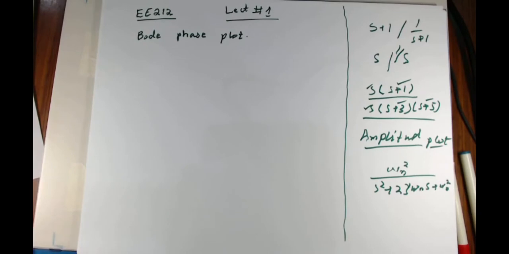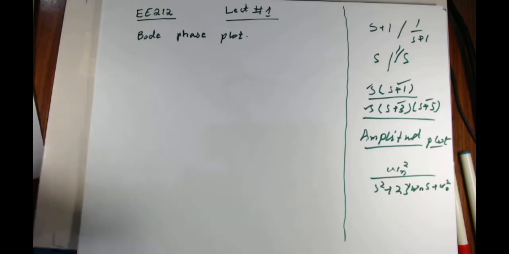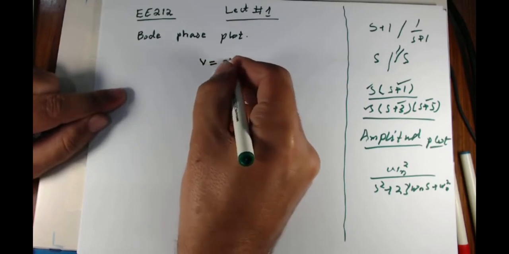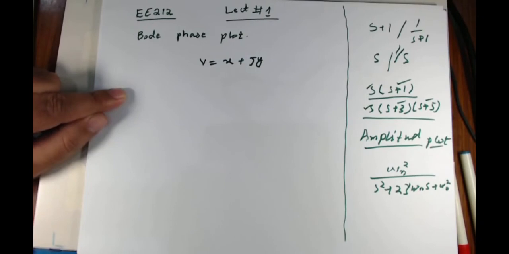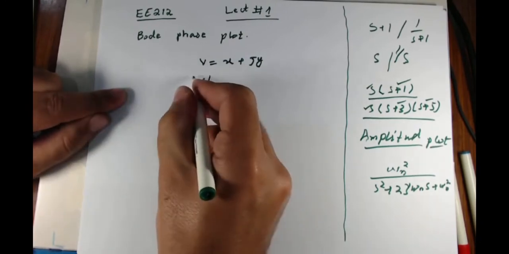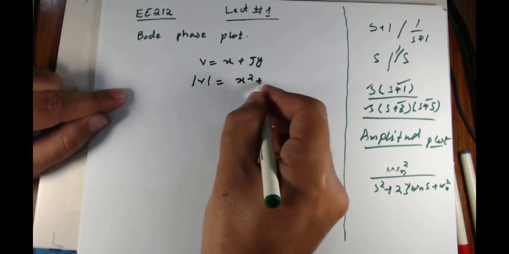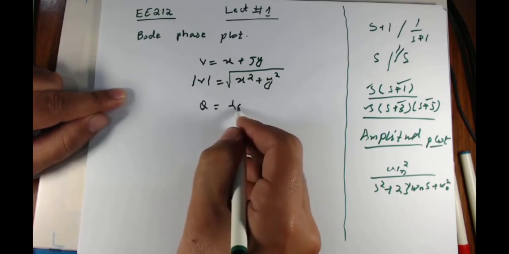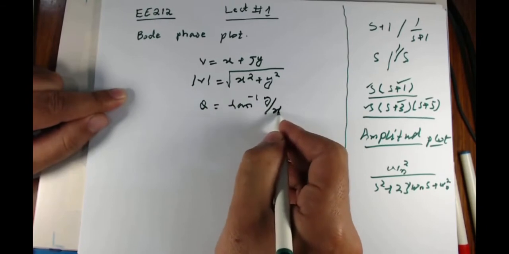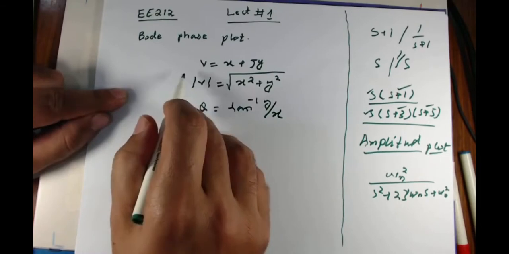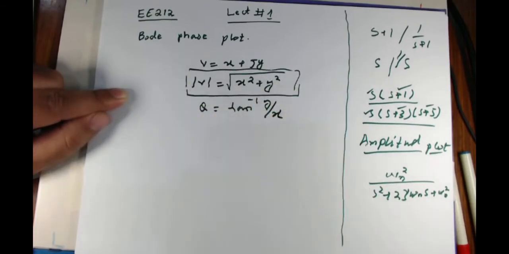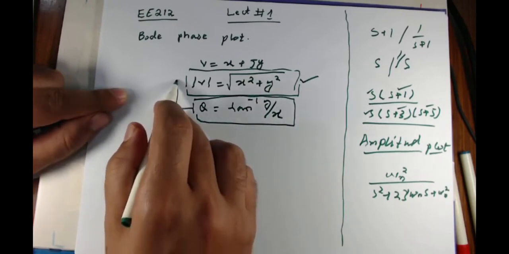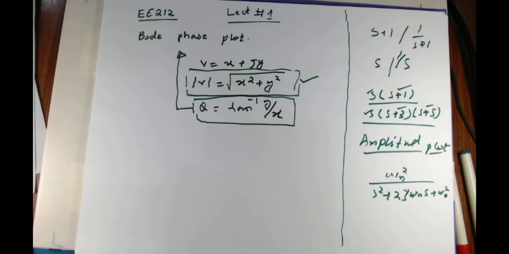Now we are in a position to draw the phase plot, the Bode phase plot. You know that for any complex number, say v equal to x plus j y, it will have some magnitude, v equal to the square root of x square plus y square, and some phase, equal to tan inverse y by x. We already know how to draw the Bode plot of the amplitude. When we plot this angle, this is called the Bode phase plot.